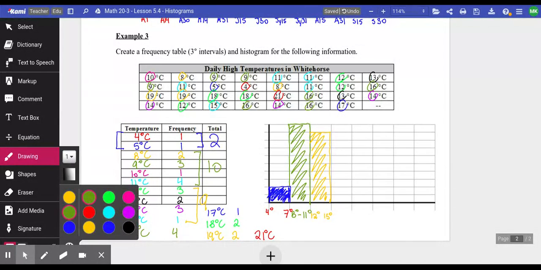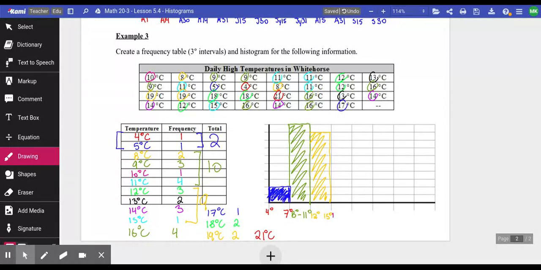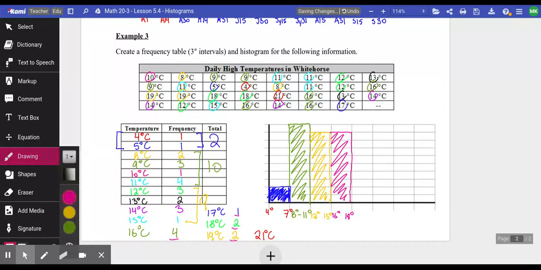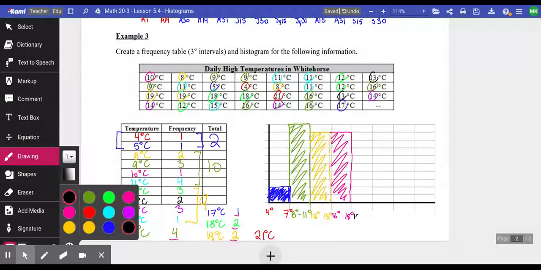The next bar I would do, let's do from 16 degrees to 19 degrees. 16 degrees to 19 degrees has 4, 5, 6, 7, 8, 9. So 1, 2, 3, 4, 5, 6, 7, 8, 9. And this saves me from having to do all those bars, right? My last one will be 19 degrees to 22 degrees, which is just this one time it happened right there.